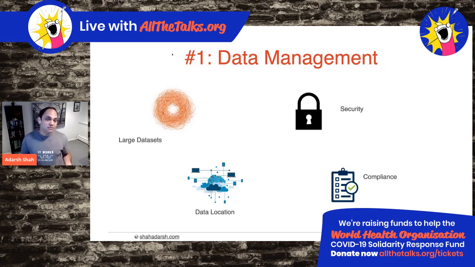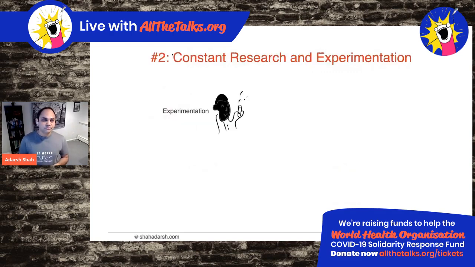And then security and compliance. Obviously, when you talk about data, you have to think about security and compliance. This is not necessarily a machine learning specific challenge, but since data is key and there's a lot of data involved in machine learning, these are important aspects.